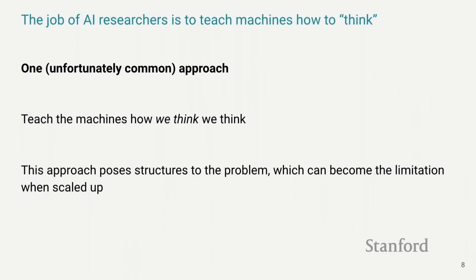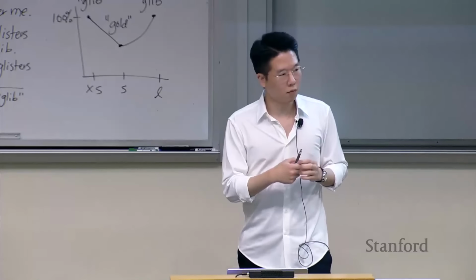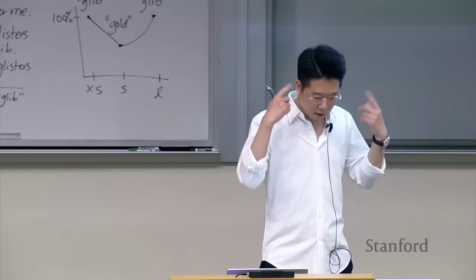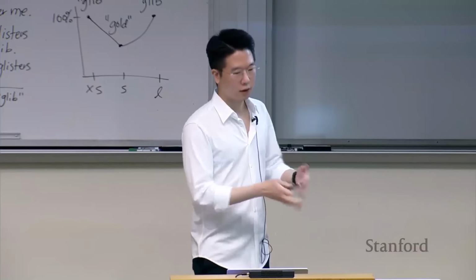So coming back to AI research, how does this exponentially cheaper compute drive AI research? Let's think about the job of AI researchers. It is to teach machines how to think in a very general sense. And one somewhat, unfortunately, common approach is we think about how we teach machines how we think. Meaning we model how we think and then try to incorporate that into some kind of mathematical model and teach that.